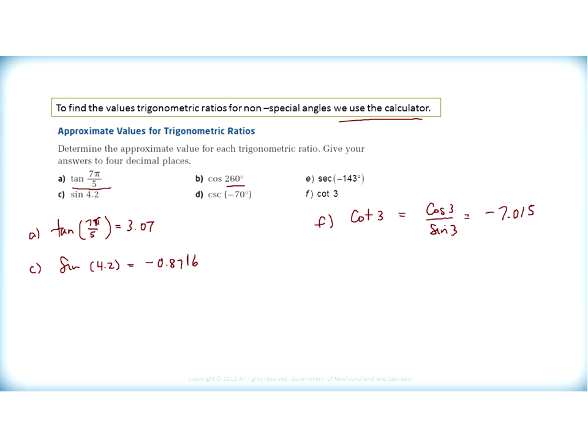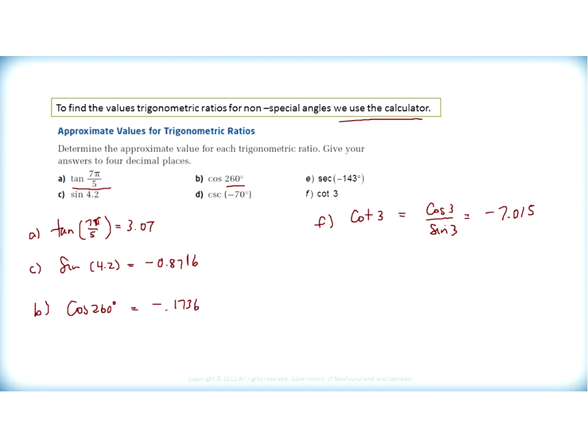Now the other 3 are in degree measure. So we want to change our calculator to degree mode first, which I've now done. And now let's do the other 3. Let's do B, the cosine of 260. Calculator's in degree mode, so we press cosine 260 very simply, and we get negative 0.1736.